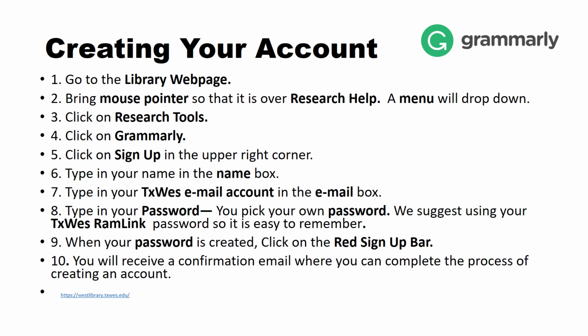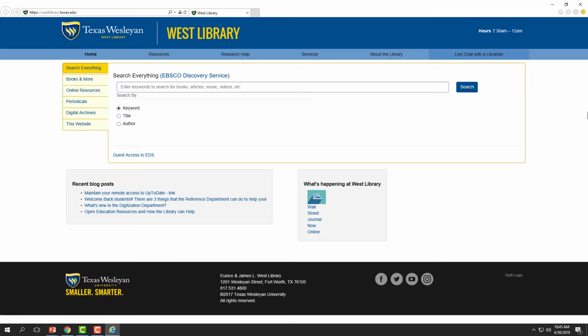So to use Grammarly, you have to have an account. To create an account, you need to do the following 10 steps. Now I'm going to show you the steps to creating your account. First, I'm going to go to the Texas Wesleyan West Library homepage, and that was step number 1. Step number 2 is to bring the mouse pointer up to Research Help, and as you can see, a menu drops down. So we go down to Research Tools, which is step number 3. And step number 4 was to click on Grammarly.